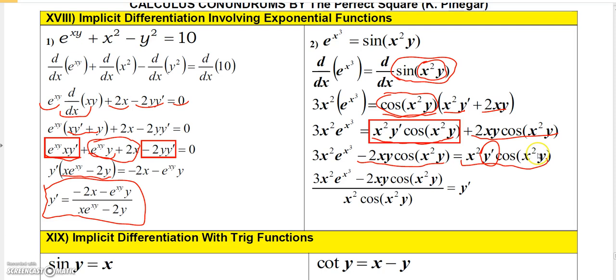cosine x squared y. And if you want to move the y prime over here, if that makes it easier for you, you can do that. So that way you can see, to solve for y prime, I have to divide both sides by all of this, x squared times the cosine of x squared y. And so here you can see I divided that into these two terms, and so now I have y prime isolated.